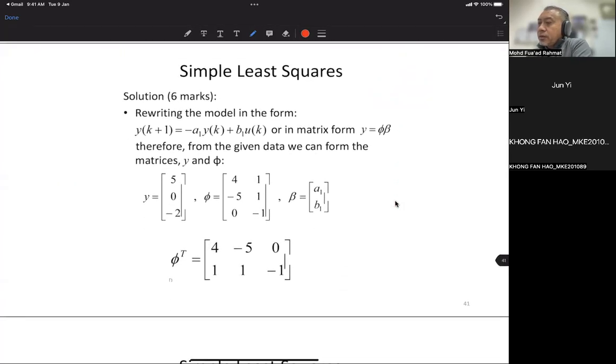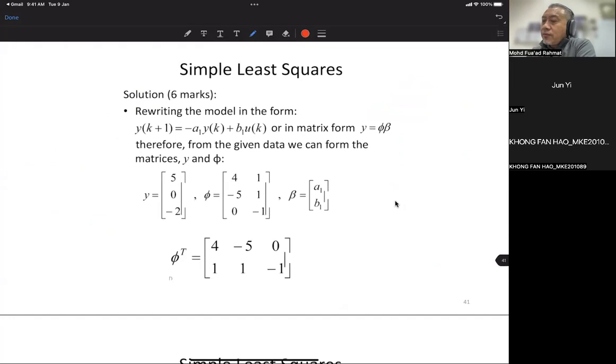So rewriting the model in the form of this equation, y(k+1) = -a1 y(k) + b1 u(k). Or in the matrix form, we can simplify it as y = psi beta. Therefore, from the given data, we can form the matrices.